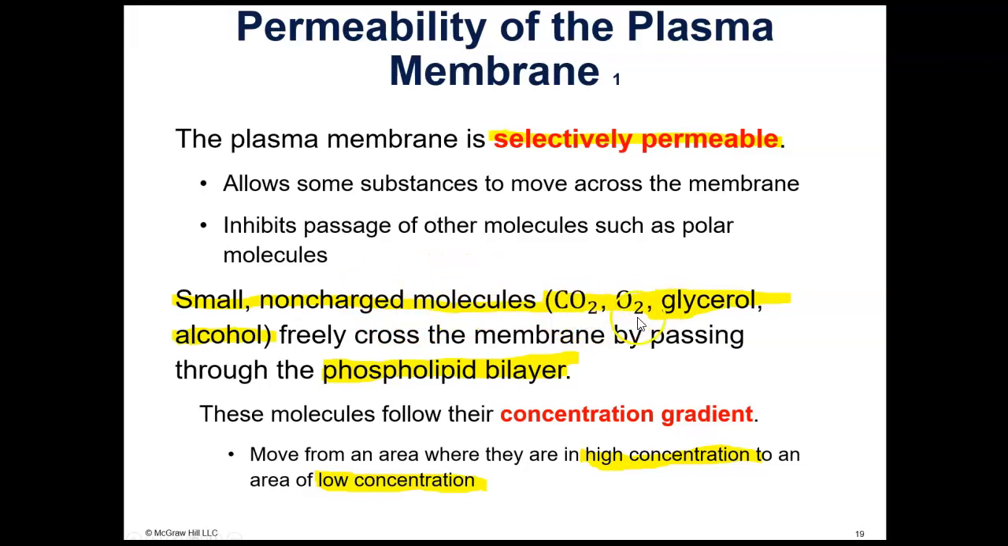The two gases that we breathe in and out, carbon dioxide and oxygen, diffuse across the phospholipid bilayer this way. Glycerol is another one, alcohol is another one. And the molecules move with their concentration gradient. So they're going to move from where their concentration is high to where it is low. If the concentration inside the cell is low, and the concentration outside the cell is high, then these molecules are going to move into the cell through that phospholipid bilayer.